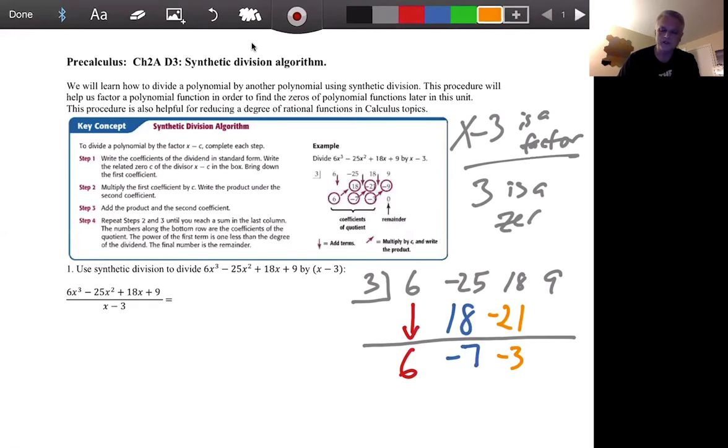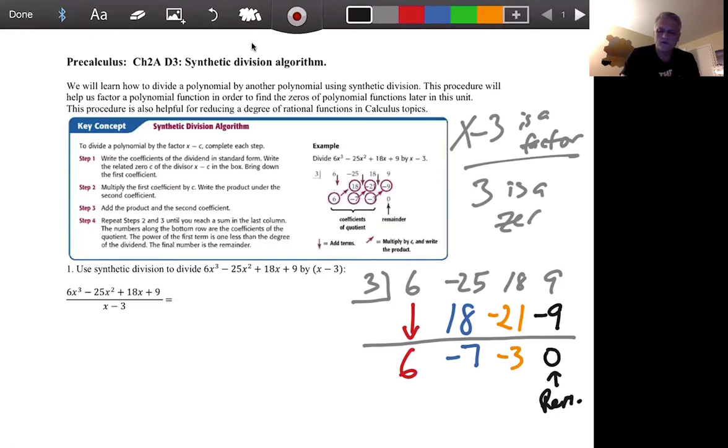One more time repeating the process. 3 times negative 3, put the product right here underneath the 9. So 3 times negative 3 is negative 9. We add, and here we get 0. Okay, now this is our remainder, right? As it says right there, remainder is 0.